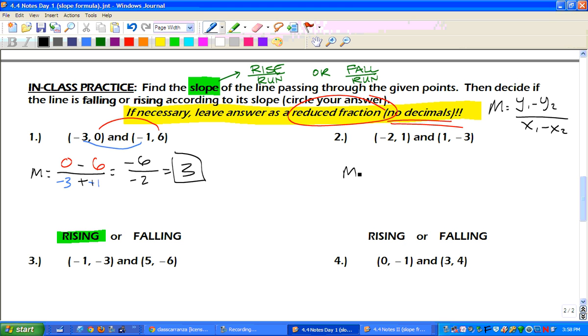Okay, let's do it again. All right, we put the y's on the top, so that's 1 minus 3. On the bottom, we have negative 2 and 1. On the top, 1 plus 3 is 4. Negative 2 minus 1 gives us negative 3, so that's our slope. We can't reduce that. That's negative, so it means it's falling.